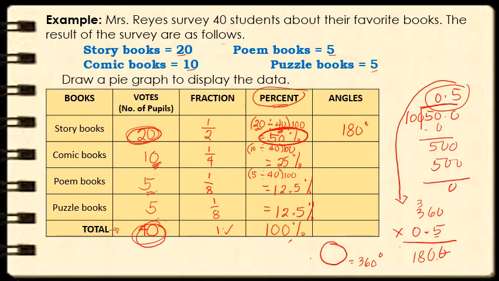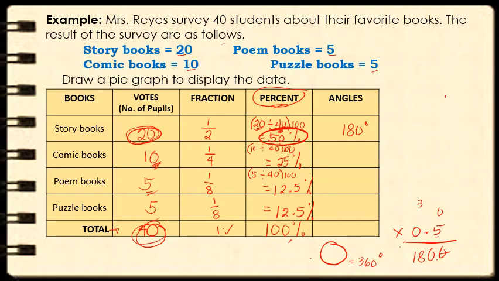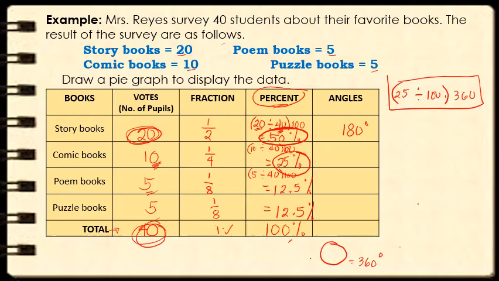180 degrees. Next, what about naman para sa comic books? Ganun pa rin. Ang magiging solution natin ay ganun pa rin. So, magiging, dahil ito ay 25%, 25 divided by 100, ang makukuhang sagot, itatimes natin sa 360. So, ito ang gawin mong guide, itong example na ito dito sa itaas.